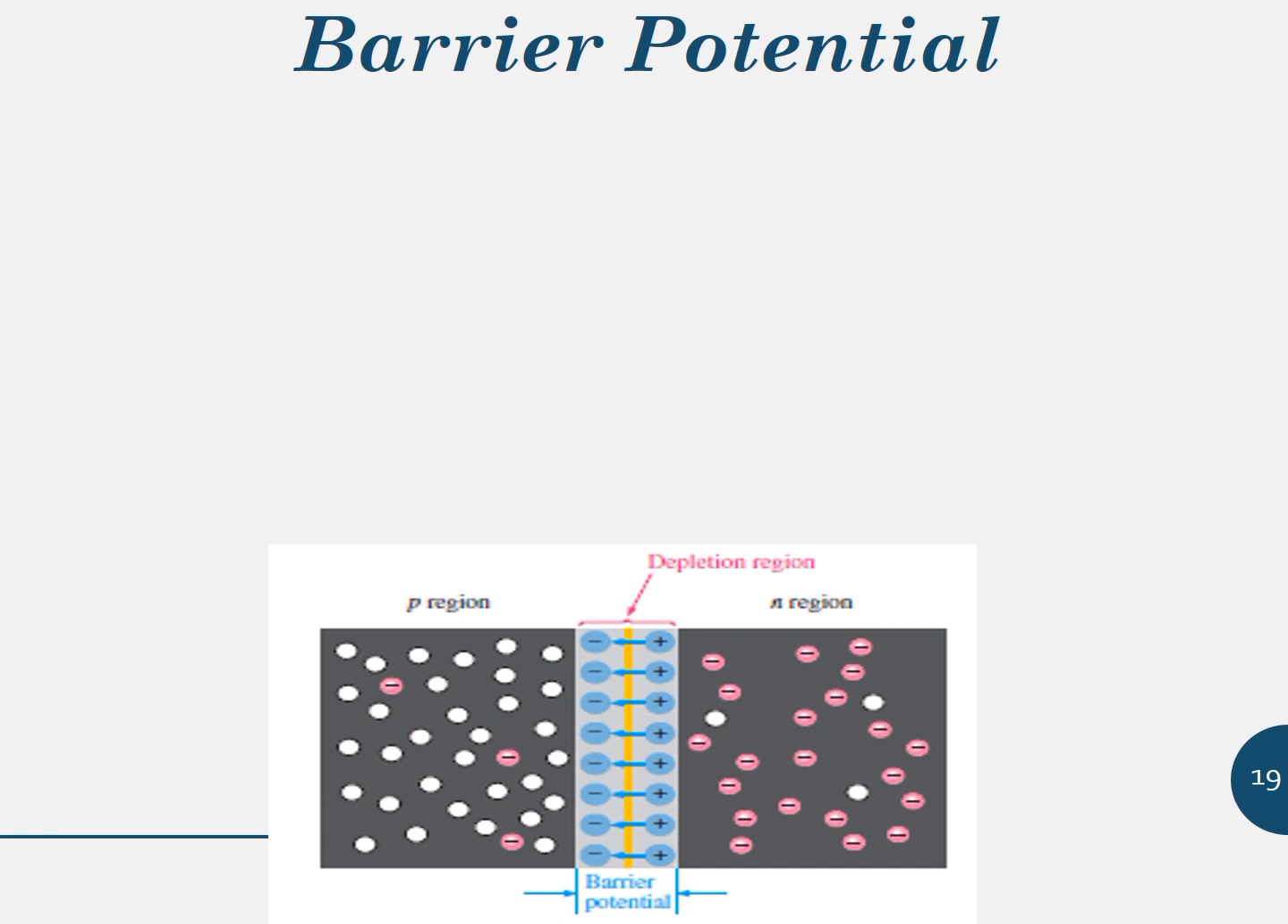Now, what is the barrier potential? A point is reached where the total negative charge in the depletion region repels any further diffusion of electrons, that is, negatively charged particles, into the p region, because we know that like charges repel each other. As a result, the diffusion stops. Now, the depletion region acts as a barrier.